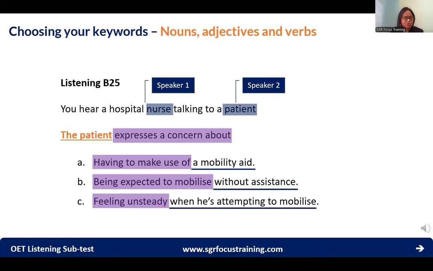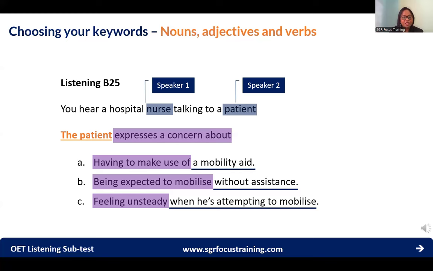If he is not worried about his mobility aid or any support, then the patient is not concerned about this and A is wrong. If you think B is the right answer, the recording must say he is expected to mobilize without someone assisting or supporting him. If in the recording you hear the patient can do things on his own or independently, then that means B is incorrect. To choose letter C as your right answer, the patient must tell us that he feels unsteady whenever he is trying to move. If he tells us he is stable, he can walk, he can move steadily, then that means C is wrong.